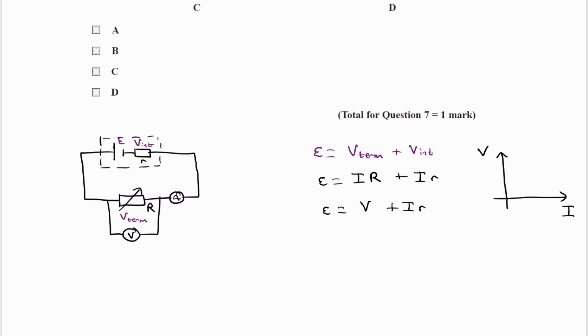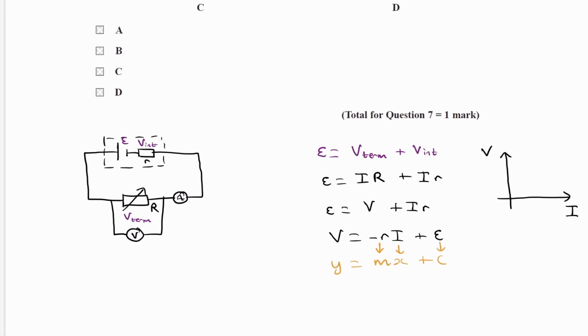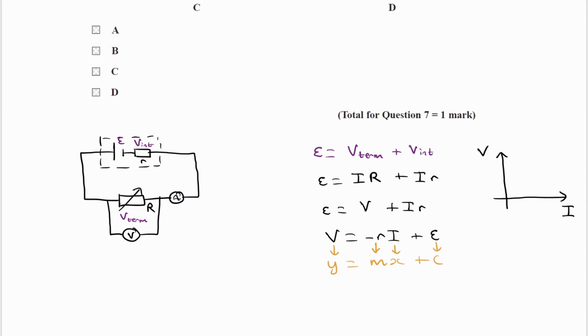So this equation here, if I change the order of that and make V the subject, I've just basically brought this quantity to the other side. This is of the form y is equal to mx plus c. So our minus r would be our gradient, I would be the x value, the EMF would be c, and V would be the y values. So when we plot this graph, our y-intercept should be the EMF, and our gradient should be the negative of the internal resistance.